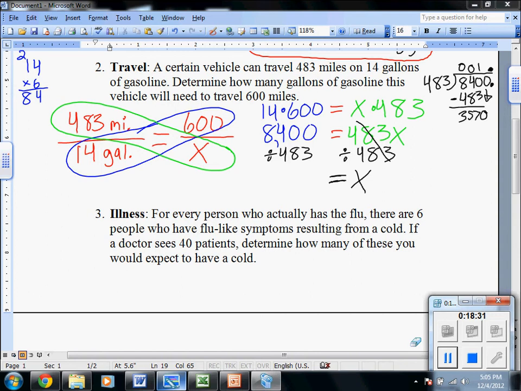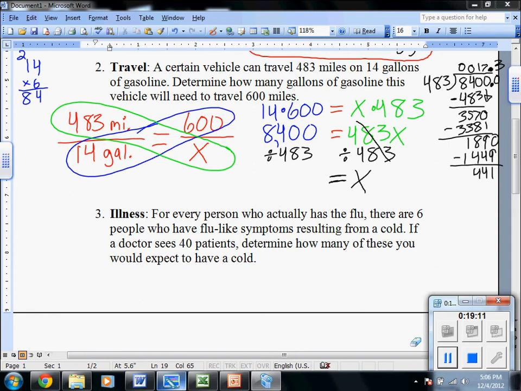So we have 3570. Now 483 goes into that 7 times. So 7 times 483 is going to give us 3,381. Subtract that, we get 189. Now drop another 0. All right, so 483 goes into 1,890 3 times. 3 times 483 puts us at 1,449. All right, subtract those.